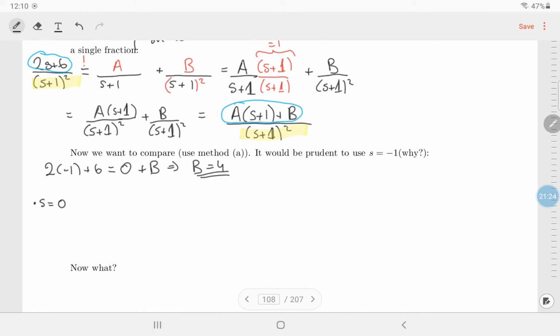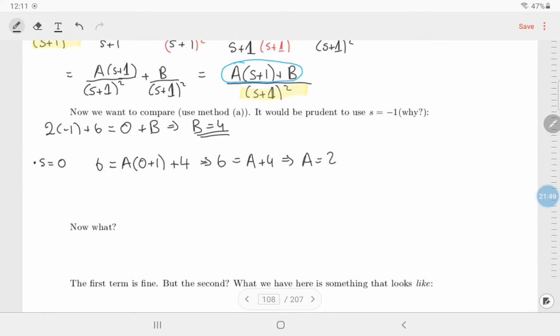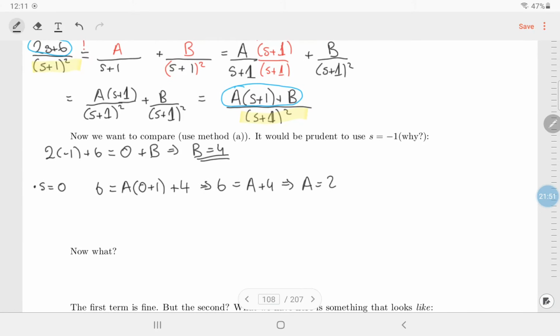And the blue bit on the left-hand side, the 2s plus 6, would be 2 times 0 plus 6, which is 0 plus 6, which is 6, equal to a times 0 plus 1 plus b, but we know already that b is equal to 4. So we've got 6 is equal to a plus 4, and take away the 4 from both sides, a is equal to 2. So what we have is the thing that we started with.